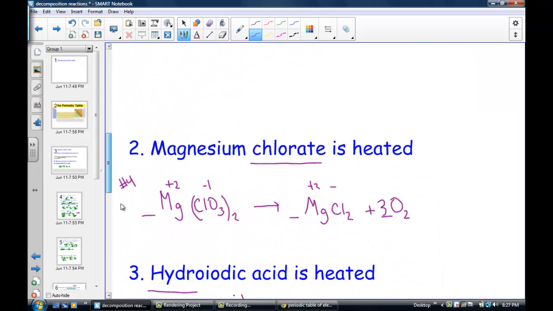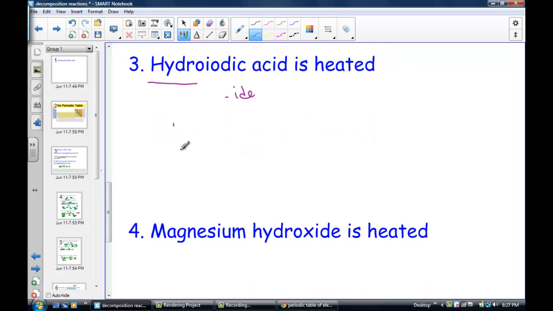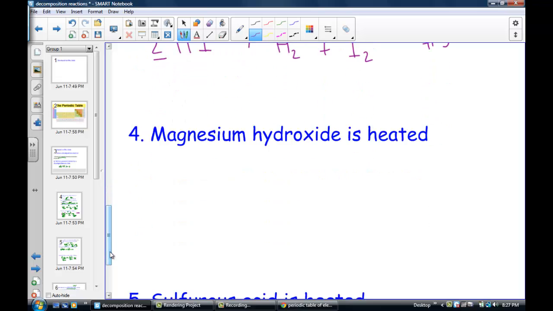Let me get back there. So here we have HI, hydroiodic acid. It's a binary compound, so it simply separates into the elements it's built from, hydrogen and iodine. You're hearing my dog bark in the background. 2 HIs. This is helpful hint number 5. Binary compounds separate into their elements. We have 2 more to go.